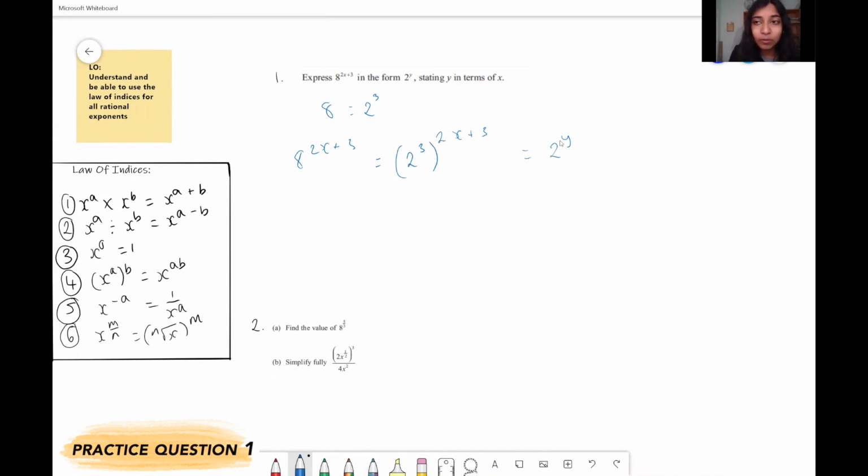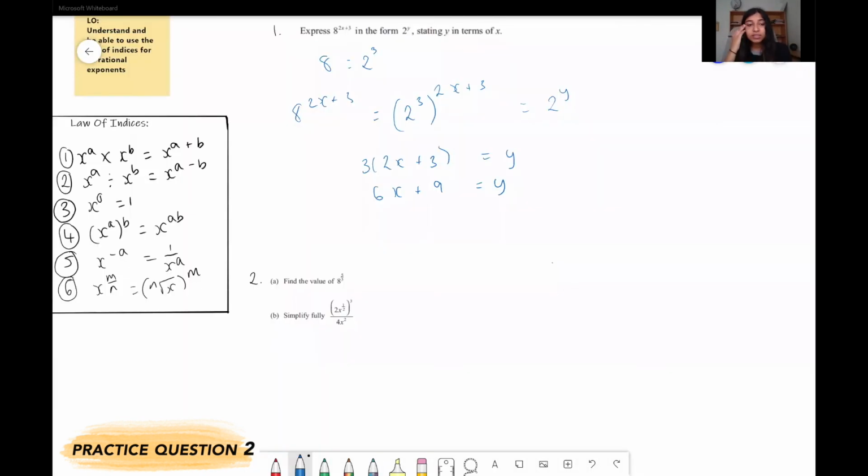So then remember, when we're dealing with indices, we have this rule here. If x to the power of a and then all to the power of b, you just multiply them together. This would just be the same as 3 times 2x plus 3, and you want that to be equal to y, because you just want to find the same power for both. And then you can just multiply that out, so you'll get 6x plus 9 is equal to y, and we want to state y in terms of x. So that would just be your answer.